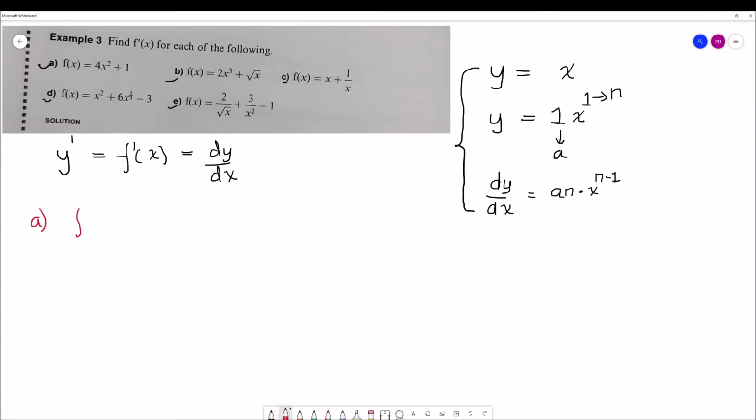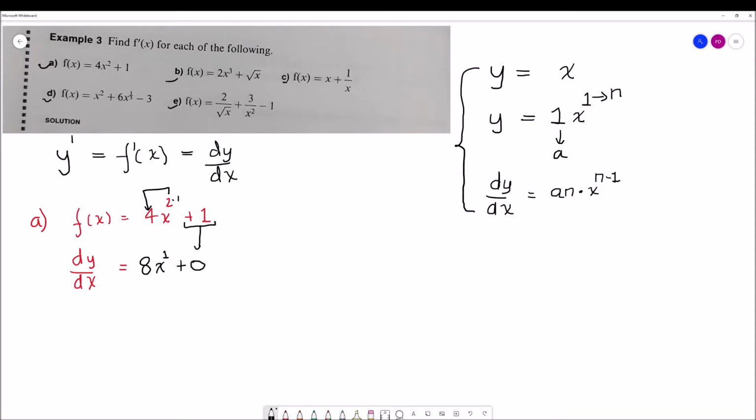The function of x is equal to 4x squared plus 1. So the derivative of y with respect to x is equal to, this is the power, so we multiply the power into the coefficient and we get 8, and then we subtract 1 from the power, so we get 8x, or 8x to the power 1, which is the same thing. And the derivative of a constant is always equal to 0, so this will be plus 0.